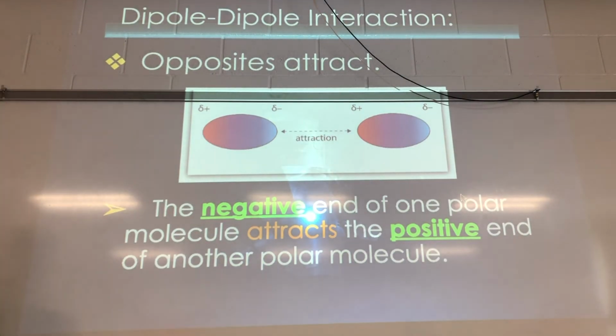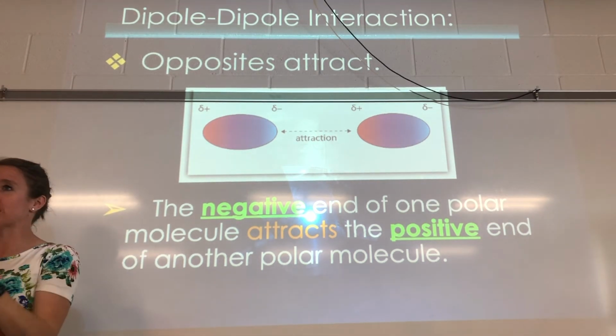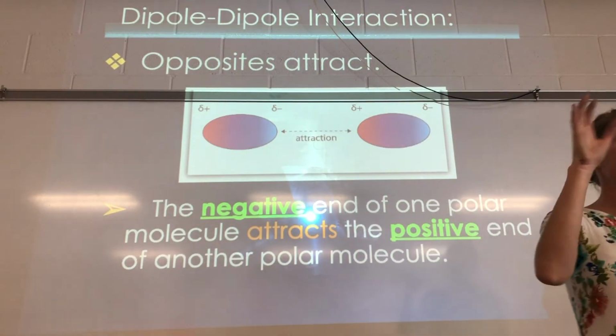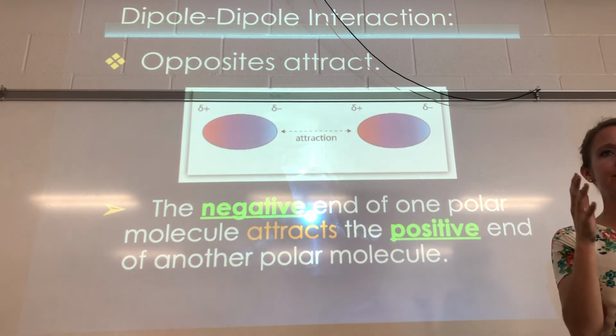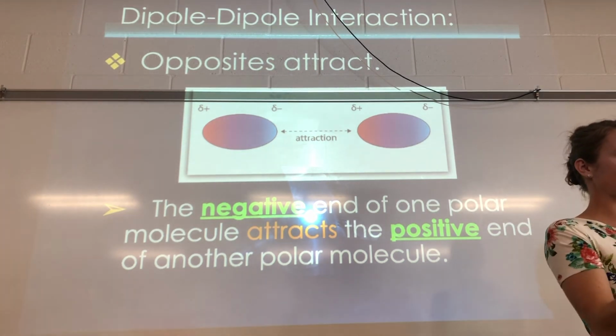Okay, so now we have 3 types of forces. So this force of attraction we've talked about, now we have 3 classifications. The first one is known as a dipole-dipole interaction or a dipole-dipole force. Now, for all the forces, think of magnets. That's the best way to visualize these because that's what they are, and you're familiar with how magnets work.